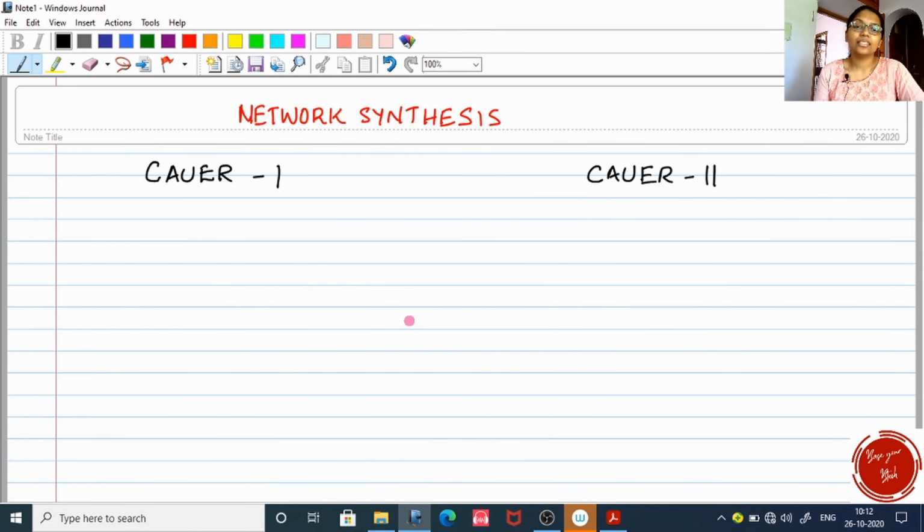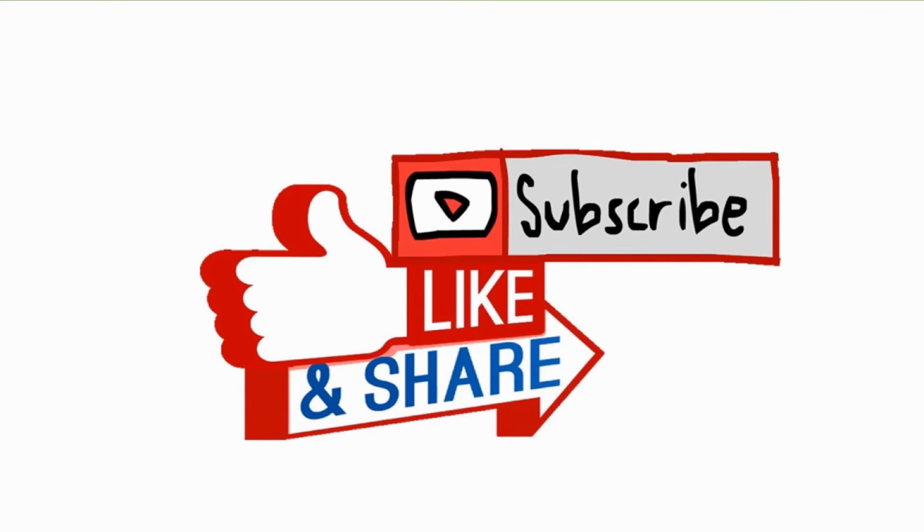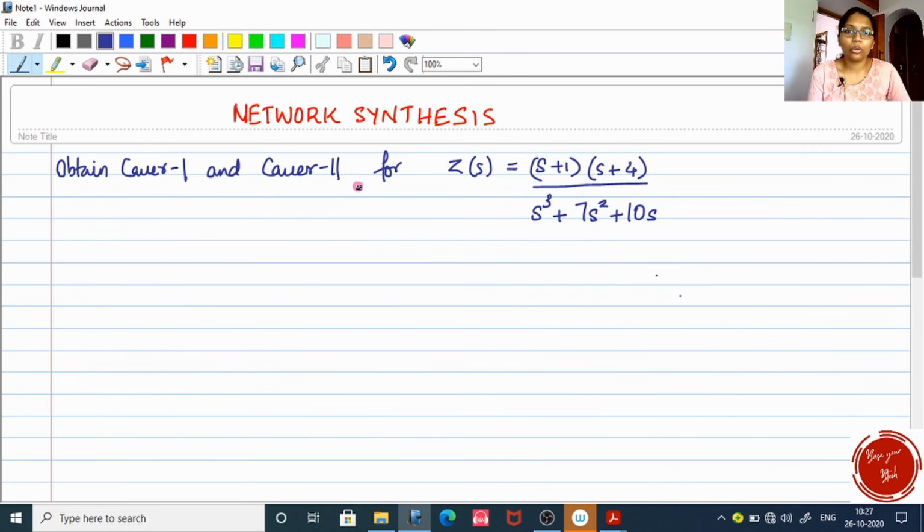So today let's see the second type of network synthesis, that is Cauer 1 and Cauer 2 forms. First let's see the steps and do one problem. Obtain Cauer 1 and Cauer 2 for Z of s equal to (s plus 1) into (s plus 4) divided by s cube plus 7s square plus 10s. Such a fraction is given.